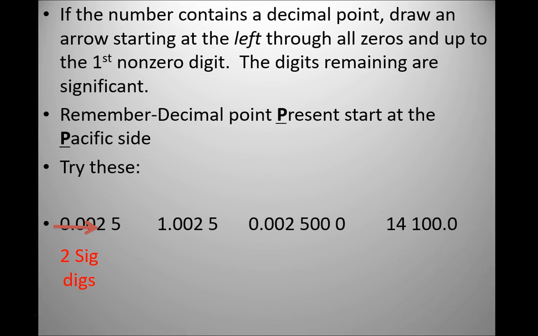Now in this case, those zeros are sandwiched between non-zero numbers. The first number you get to is a 1, and remember, you start from the left because the decimal point is present. You start from the Pacific side, so everything counts. That's 5 significant digits. Now the next one, those leading zeros are not significant. When you do this, you just count it up. There's 5 left. Once you get to that 2, everything to the right counts. And now the last one, decimal point's present. You start on the left-hand side, work your way right. All of those digits count.